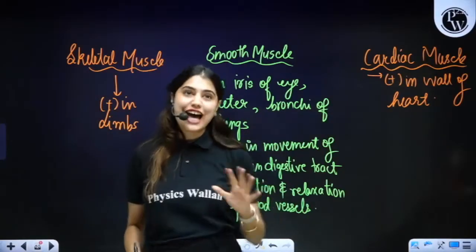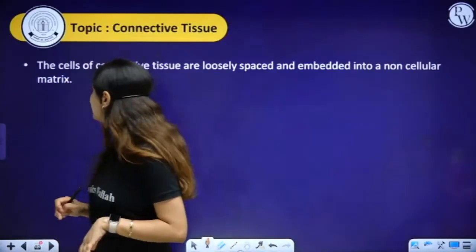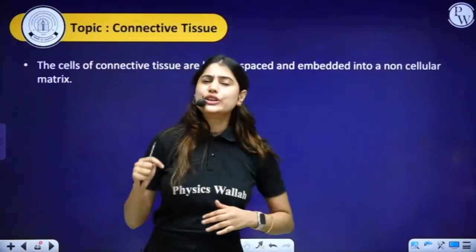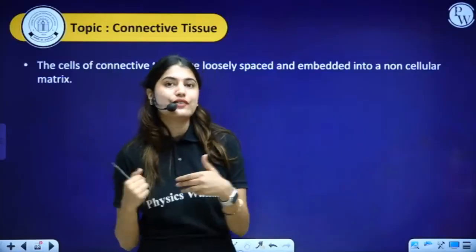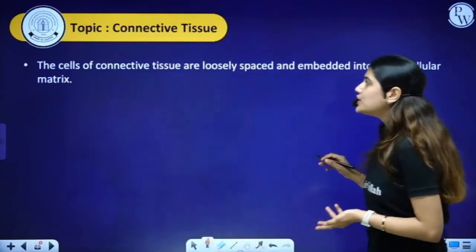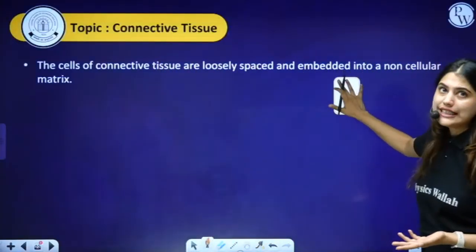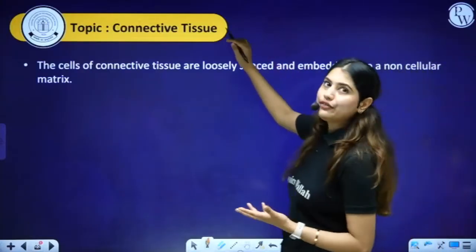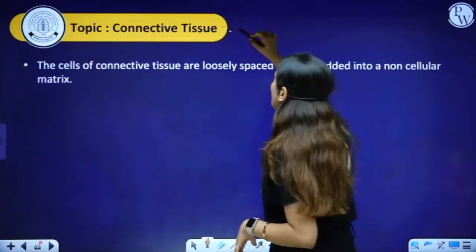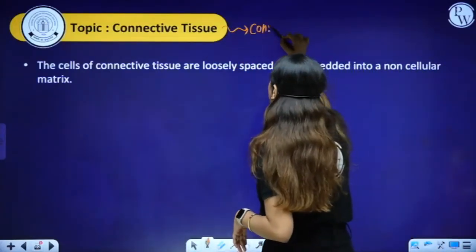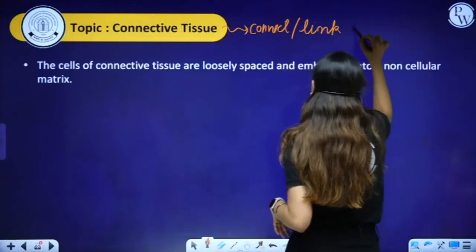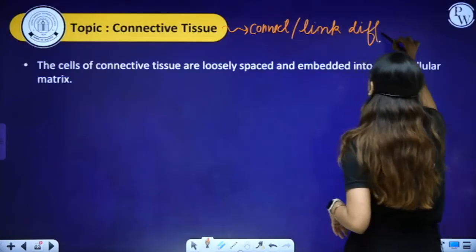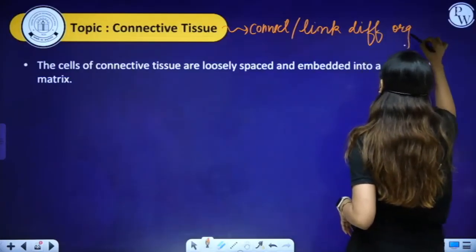Let's move to the last tissue, that is connective tissue. So connective tissue, the name itself suggests that it will be connecting different organs. It will be linking different organs. The cells of the connective tissue, basically, they connect different organs, they link different organs. And it will be obviously providing support.